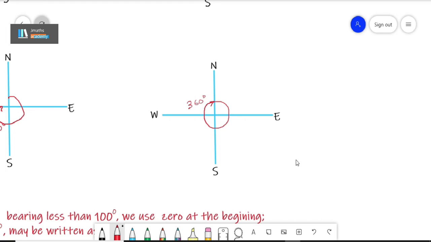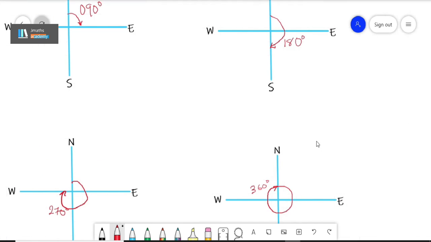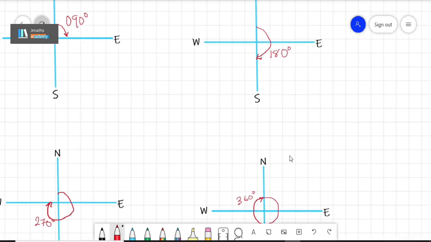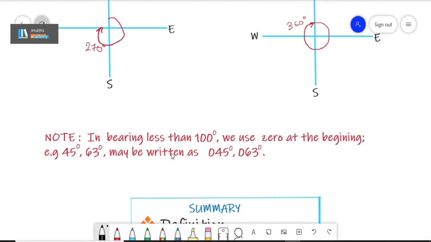We are going to be moving in a clockwise direction, and then our values will be represented in 3-digit format. So for 90, we have 090 degrees. So we should note in this 3-digit system that in bearing less than 100 degrees, we use 0 at the beginning. E.g., 45 degrees and 63 degrees may be written as 045 degrees and 063 degrees. So this is the reason why we wrote 090 degrees in our first cardinal point. So in the 3-digit system, there is a 0 at the beginning of our degrees.